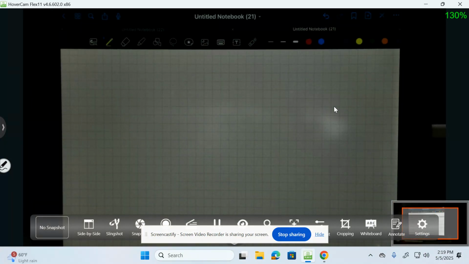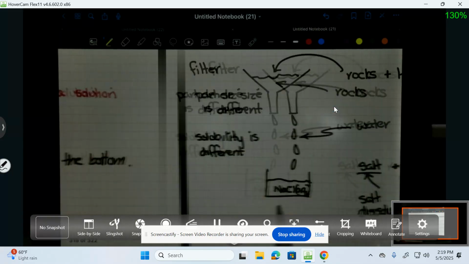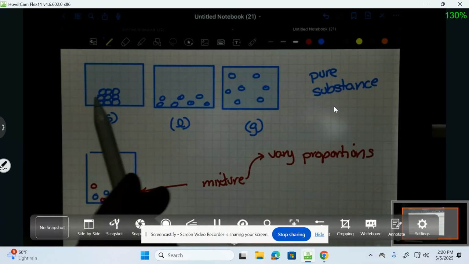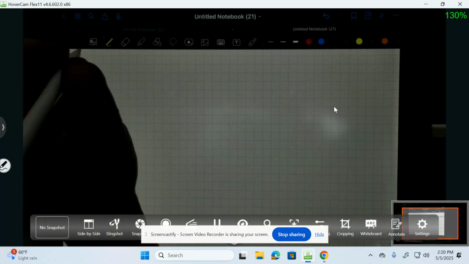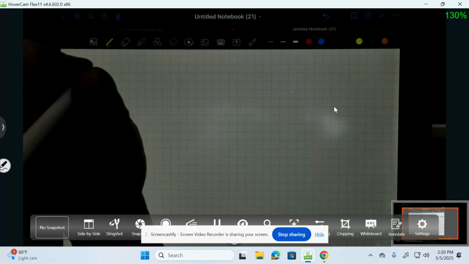The structure and arrangement of particles and their interactions determine the physical states of a substance at a given temperature and pressure. All right, I kind of already went over solids, liquids, and gases right here. Maybe solids, liquids, and gases. You should also know your diatomic elements.